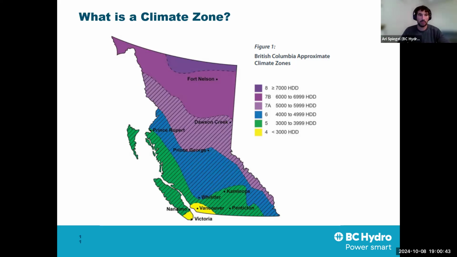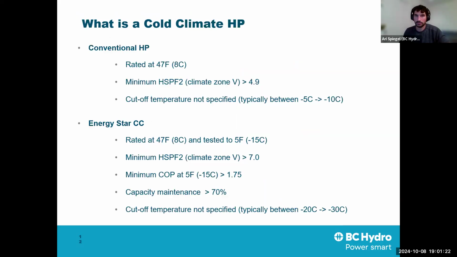A climate zone is basically how we divide up regions of the province based on how cold they are. So you can see Vancouver, Victoria is our climate zone 4, pretty mild winters, a couple of cold snaps each year, nothing too bad. As we move out, climate zone 5 is Kelowna, Kamloops, Penticton, Whistler is 6, Prince George, Prince Rupert, 7 is Dawson Creek, Fort Nelson, and I'm not even sure if there's anything up in climate zone 8. But it's basically an indicator of relative temperature and changes how we would design for a different climate zone.